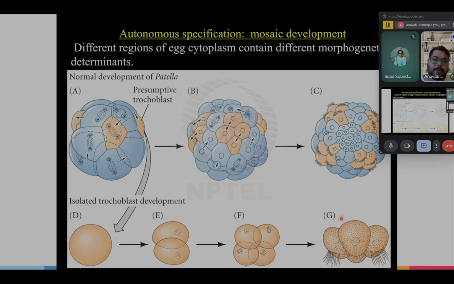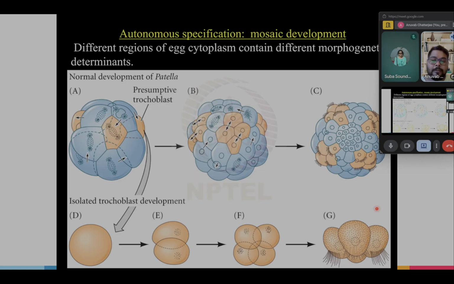So, autonomous specification doesn't care where it is, in isolation, in adjacency to a different kind of cell, in a different embryo. It knows what it is going to form and it is going to form it whatever you do. So it is known as autonomous specification.